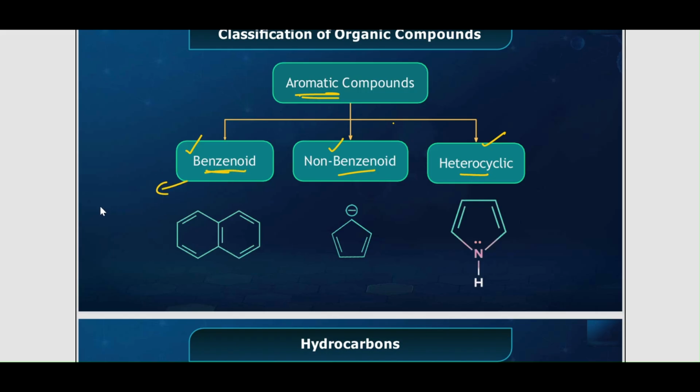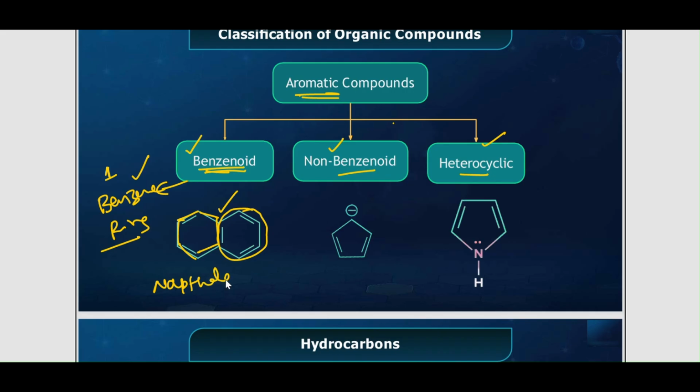Benzenoid, I told you, contains at least one benzene ring. At least one benzene ring, hence it is called benzenoid. You can observe here one benzene ring is attached with this cyclic compound. Clear? So therefore it is called benzenoid. You can observe that naphthalene is also an example of benzenoid.